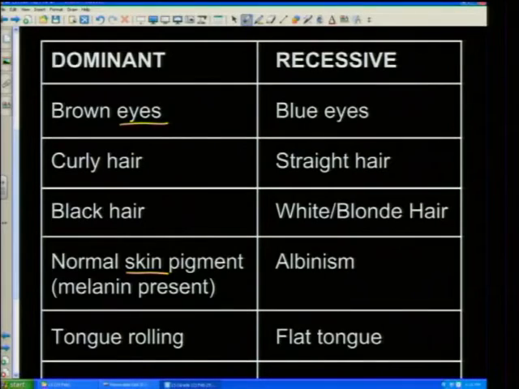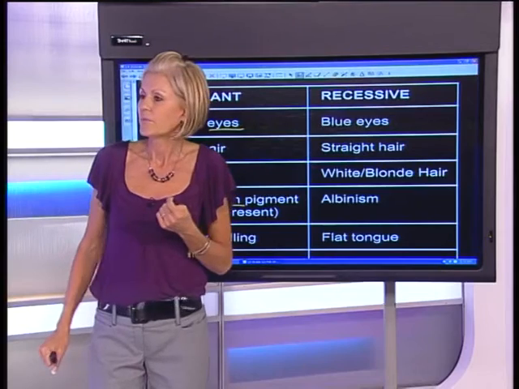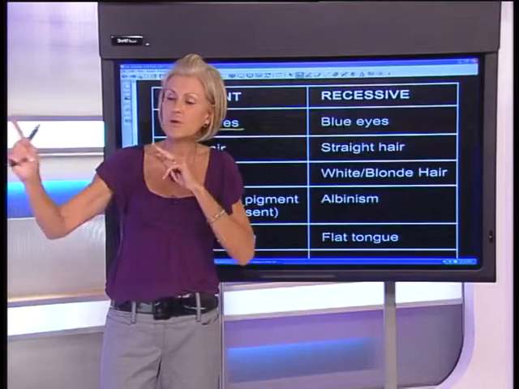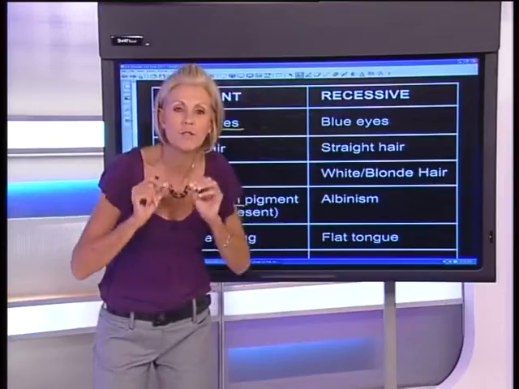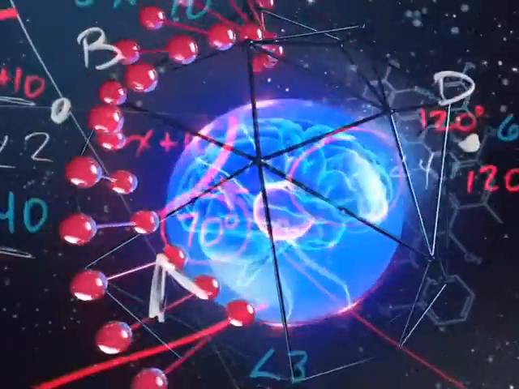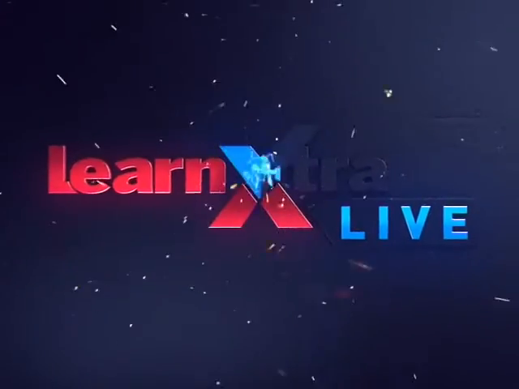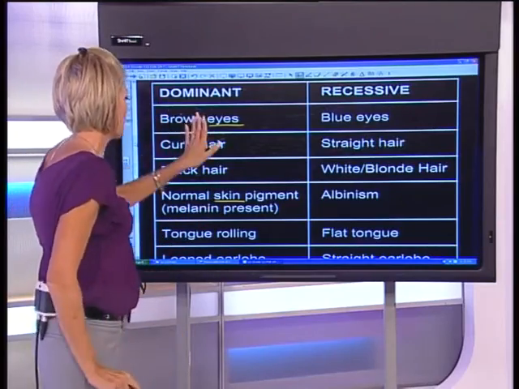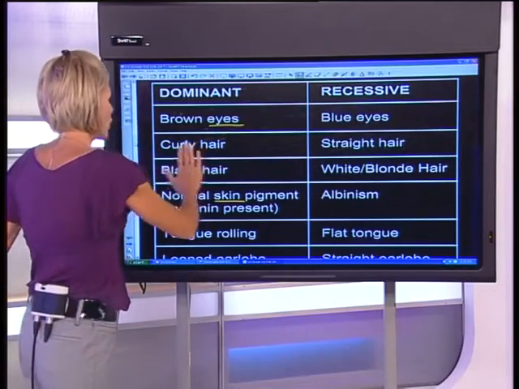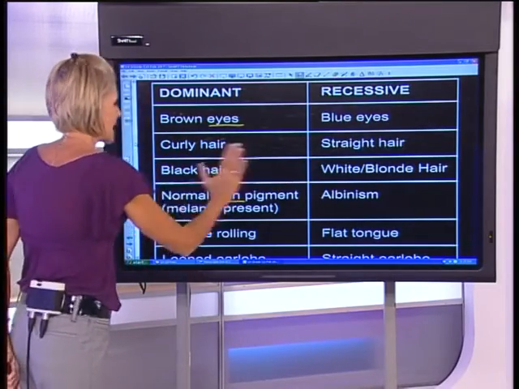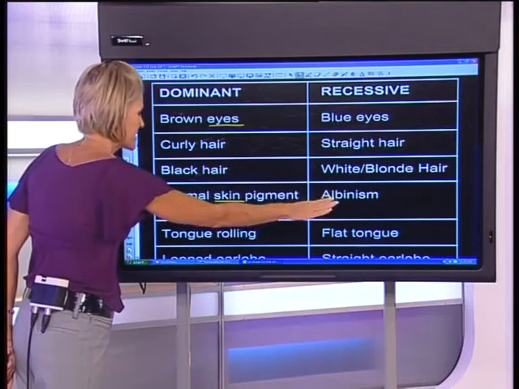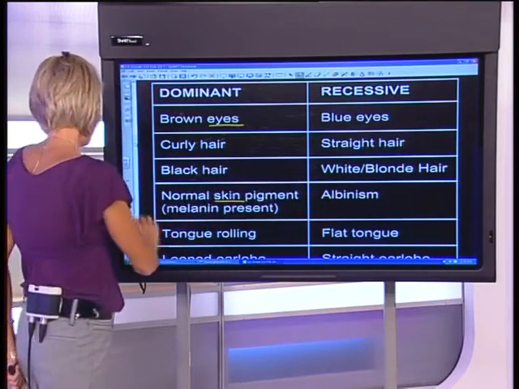All right, and then tongue rolling. Indy, can you do this? I actually can. You see, why? We both can, 2 out of 2, because it is a dominant gene. All right, so what have we got here? Got dominant brown eyes versus blue, curly hair versus straight, black hair versus white or blonde, normal skin pigment versus albinism. Okay.